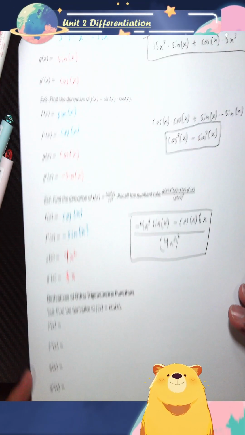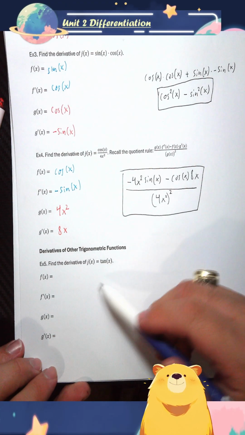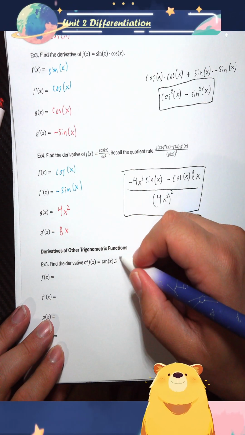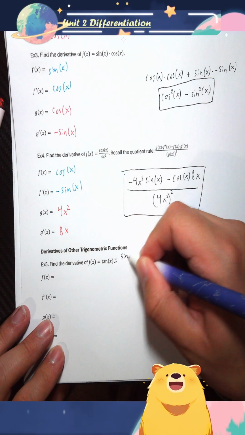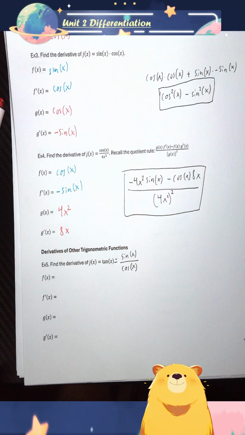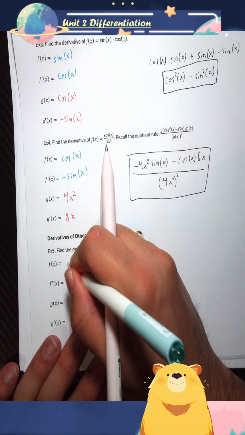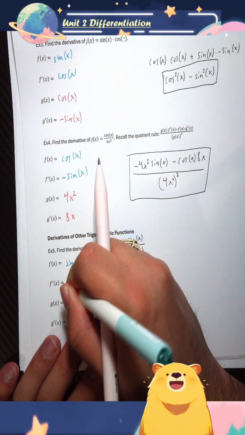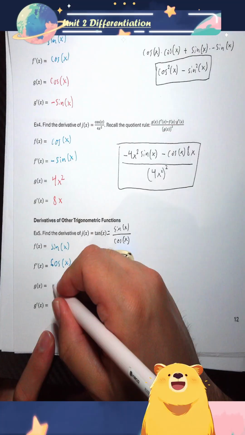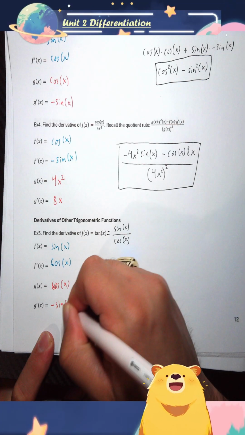Now, derivatives of other trig functions. Let's start off with an easy one to show. Recall that tangent is a sneaky way of writing a fraction of sine and cosine. It's sine of x over cosine of x. So we can just copy and paste that quotient rule idea. f of x is sine of x, and its derivative is cosine of x. And then g of x is cosine of x, and its derivative is negative sine of x.